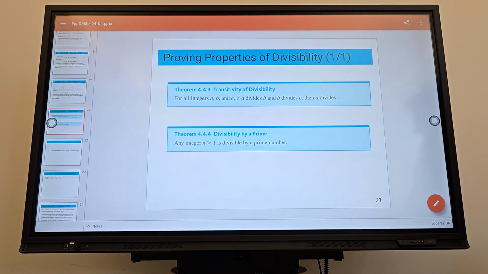So the theorem of transitivity of divisibility is: for all integers a, b, and c, if a divides b and b divides c, then a divides c. Divisibility by a prime: any integer n greater than 1 is divisible by a prime number.